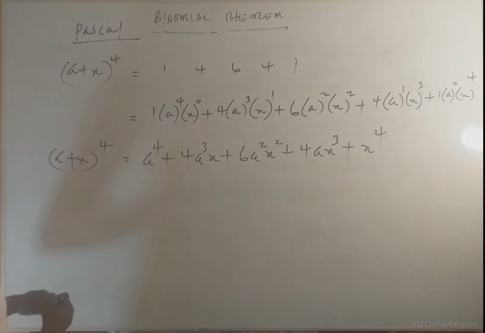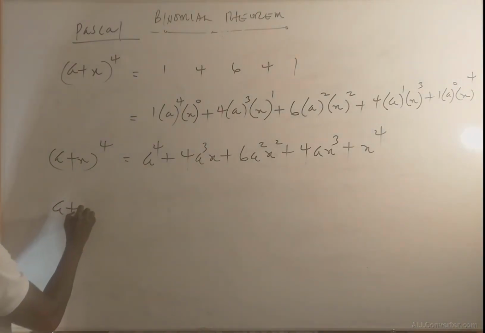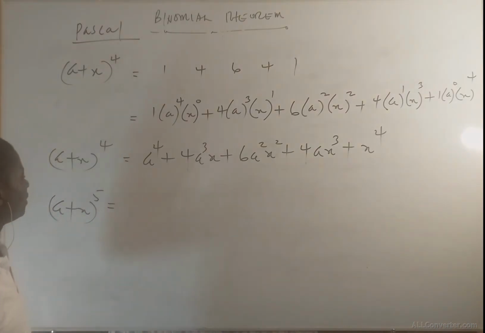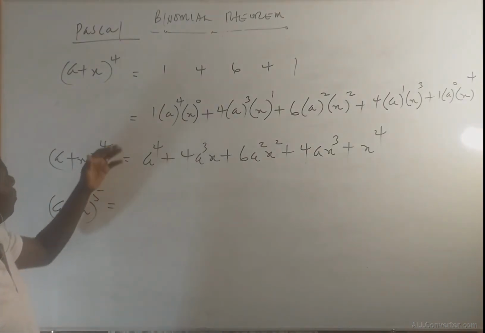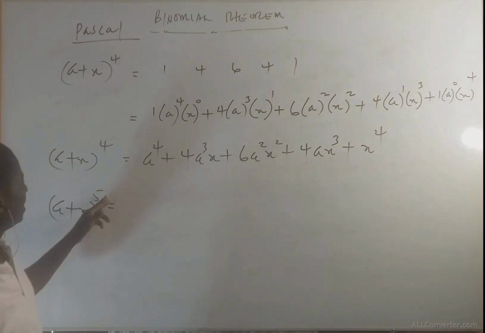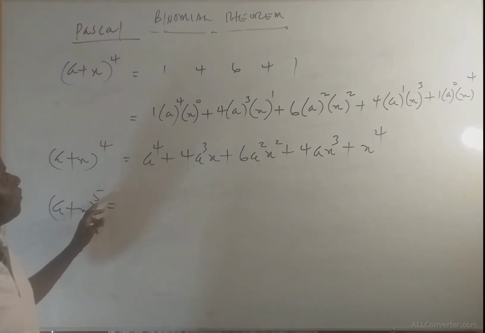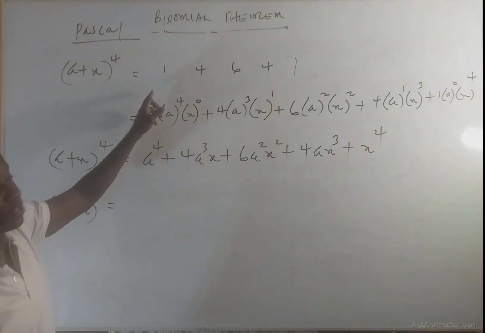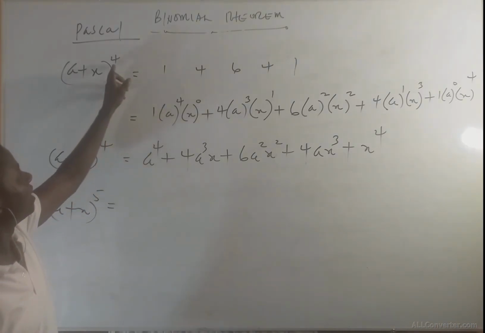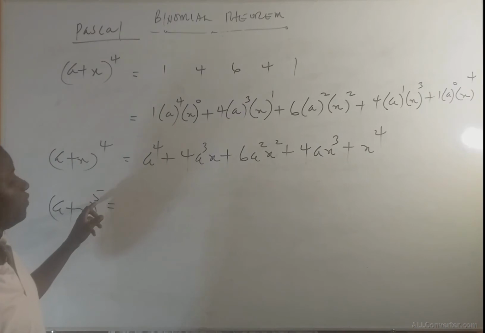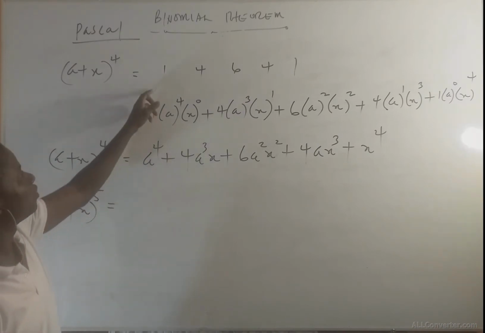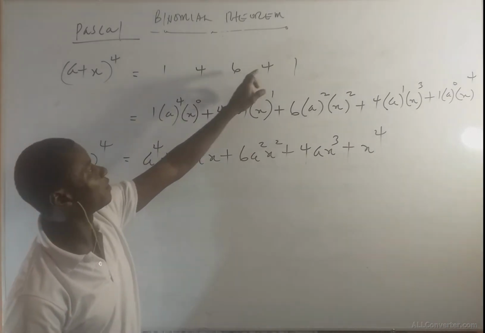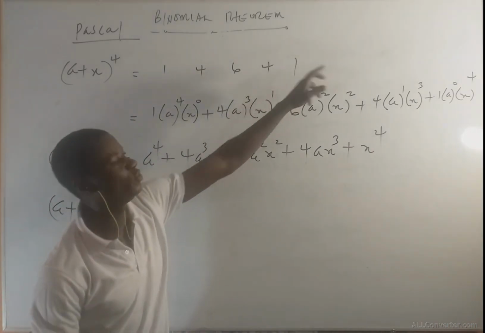So if you are given a plus x exponent 5, then you can also use the coefficient for the a plus x exponent 5 expansion, and that will be 1. You know why I'm starting with the 1. Now this is the 4th expansion. Now this is the 5th exponent expansion. So we start with 1. 1 plus 4 will give you 5. 4 plus 6 will give you 10. 6 plus 4 will give you 10. 4 plus 1 will give you 5. Then you end with 1.